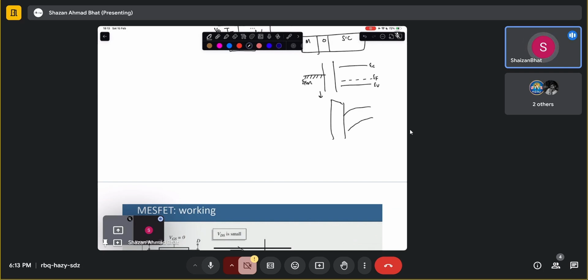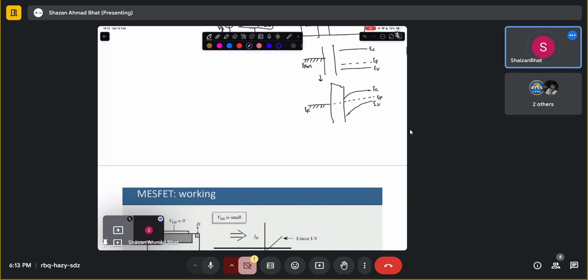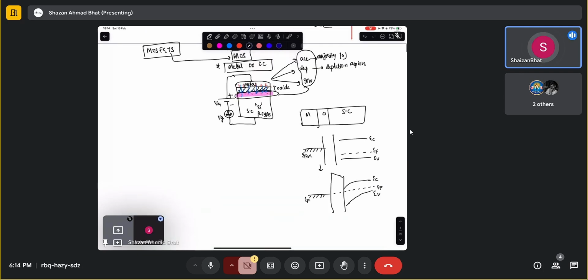And in equilibrium, your Fermi level will be aligned. That means there will be a common Fermi level throughout. This is the Fermi level, this is the conduction band, and this is the valence band. That's what you have studied till now. And if you have inversion happening, then you will have charges which are opposite to the semiconductor type. That means if it's p-type, then the inversion charges will be electrons. So that's what you have studied.